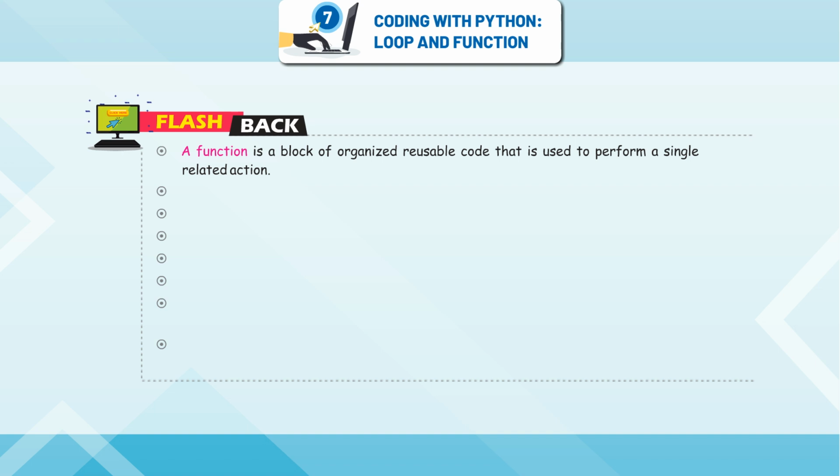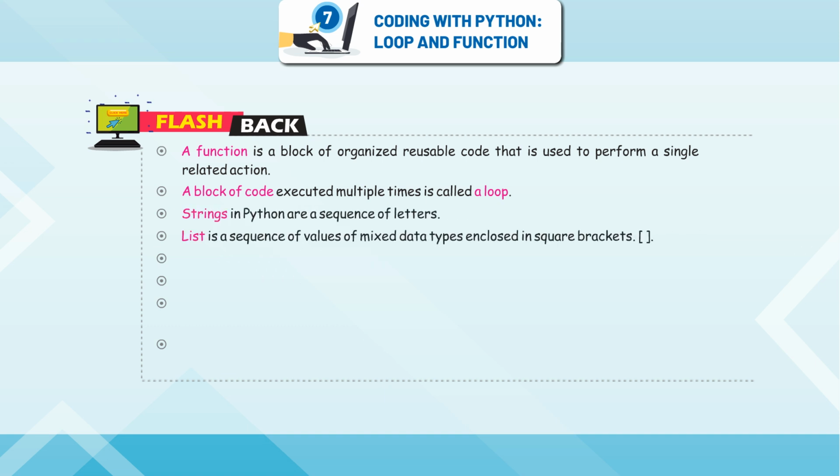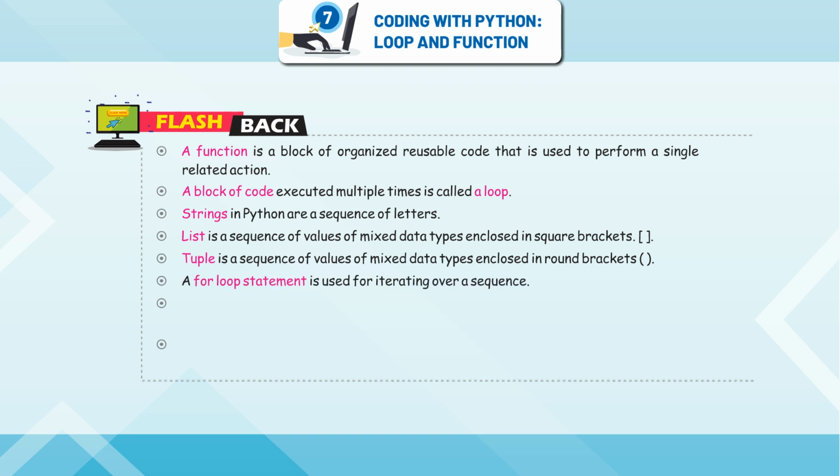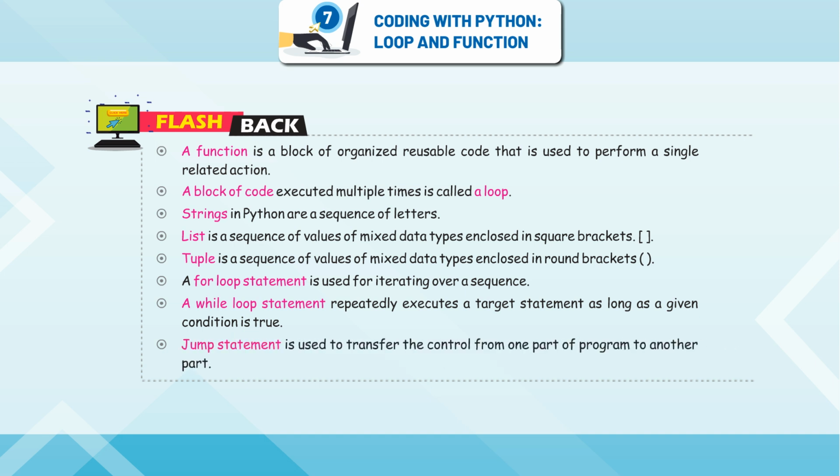Flashback. A function is a block of organized, reusable code that is used to perform a single related action. A block of code executed multiple times is called a loop. Strings in Python are a sequence of letters. A list is a sequence of values of mixed data types enclosed in square brackets. A tuple is a sequence of values of mixed data types enclosed in round brackets. A for loop statement is used for iterating over a sequence. A while loop statement repeatedly executes a target statement as long as a given condition is true. A jump statement is used to transfer the control from one part of the program to another part.